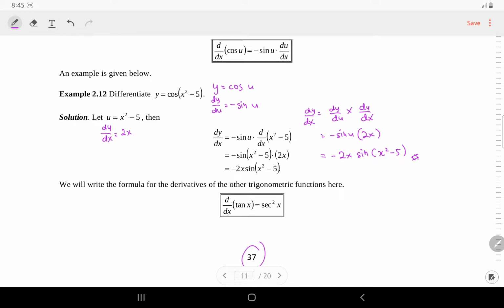Okay, the third one is the concept for differentiation of tangent. Okay, tangent function. Okay, differentiate tangent x, it will become secant square x. Okay, differentiate tangent x, it will become secant square x.